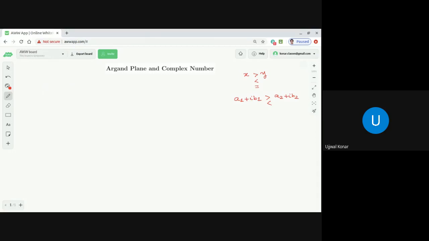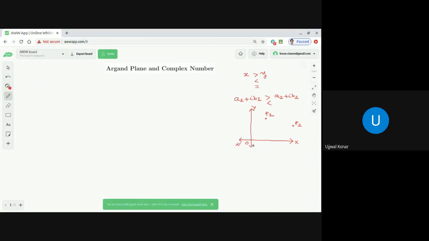Now, let me give you a context from coordinate geometry. If I give you two points, can you really compare whether one point is greater than the other or not? Think about a coordinate system where I have given you two points, one here, another here. It is meaningless to discuss whether point P1 is greater than P2 or not. Similarly, for complex numbers, it is meaningless to compare whether one is greater than the other.